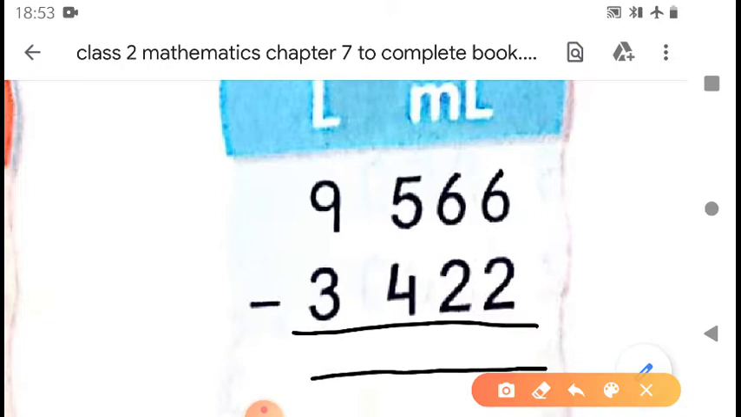6 minus 2 is 4. 6 minus 2 is 4. And 5 minus 4 is 1. And 9 minus 3 is 6. So 9 liter 566 milliliter minus 3 liter 422 milliliter is equal to 6 liter 144 milliliter. Now you can check this subtraction in both ways.